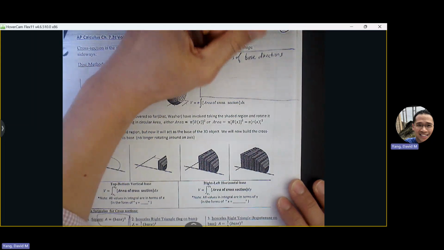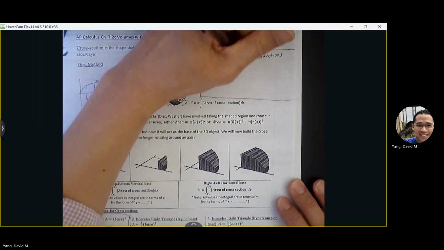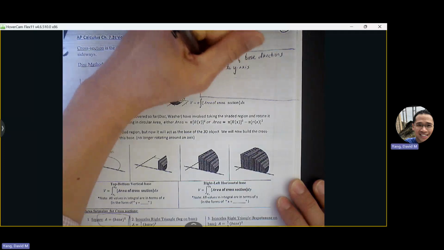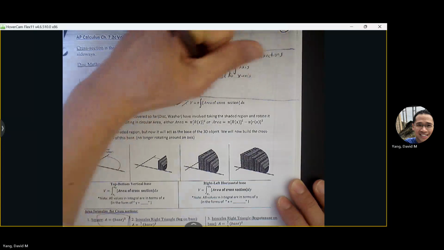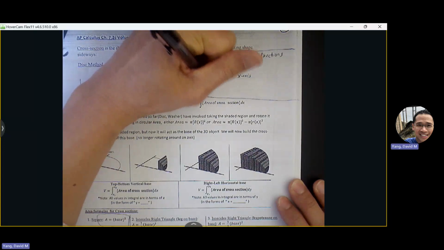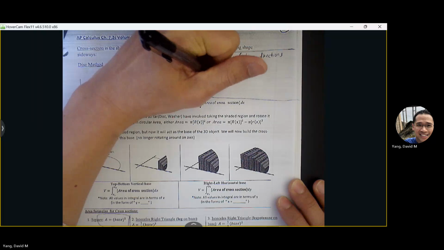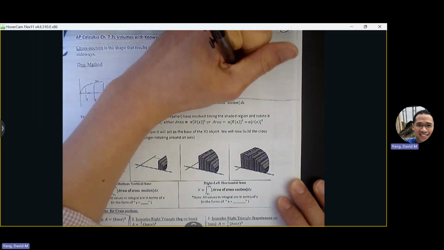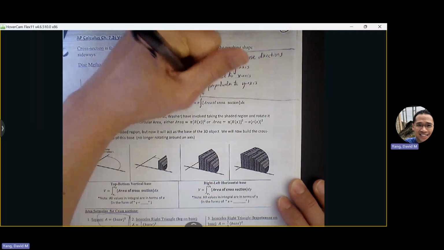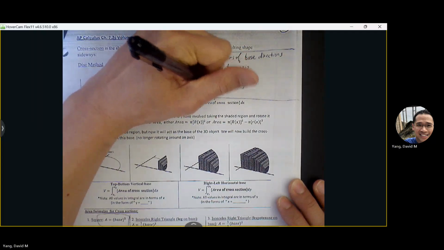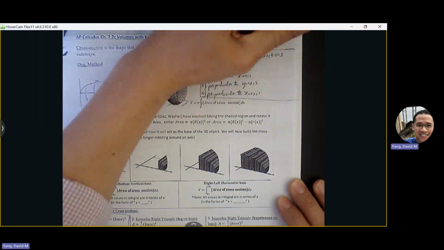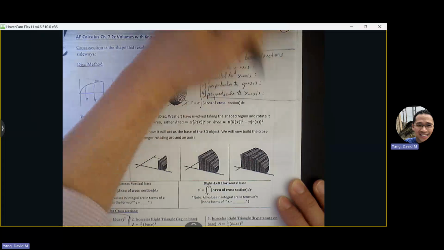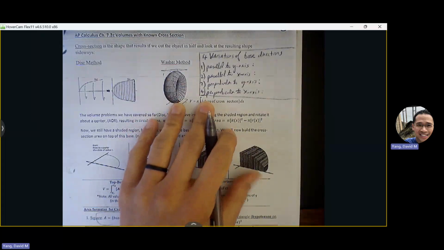So one variation is parallel to the y-axis. We can also say parallel to the x-axis. We could also say perpendicular to the y-axis. We can also say perpendicular to the x-axis. So we just pay attention to both words and just visualize which direction this is talking about.